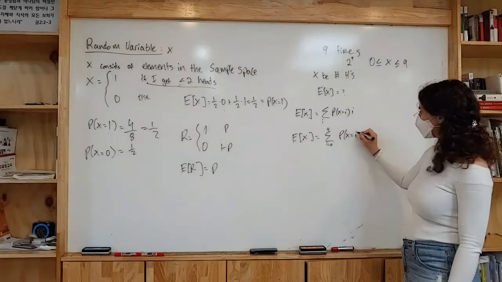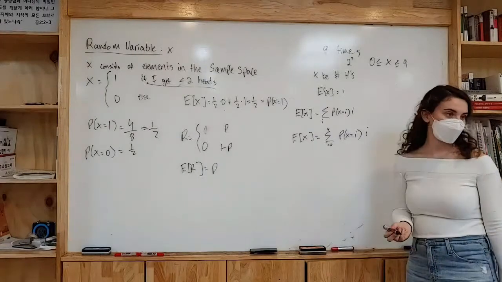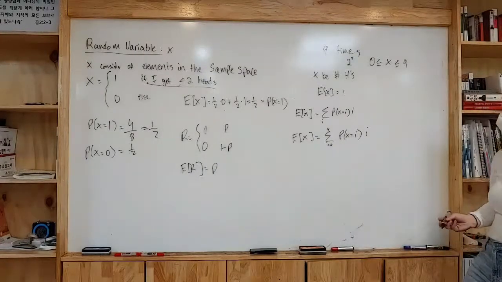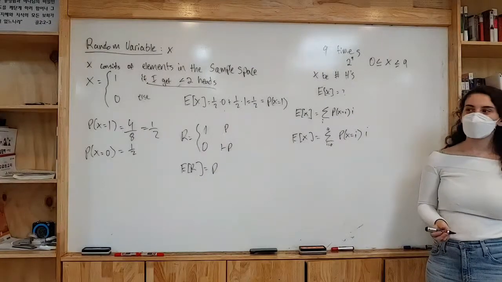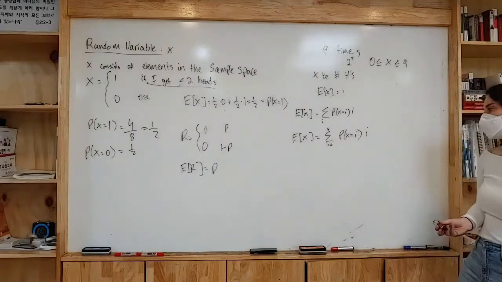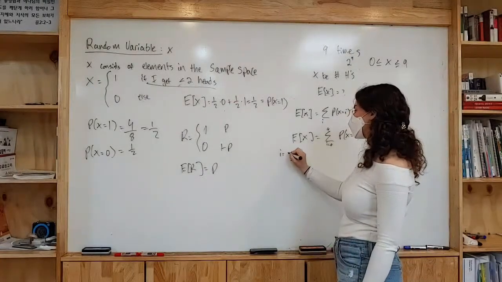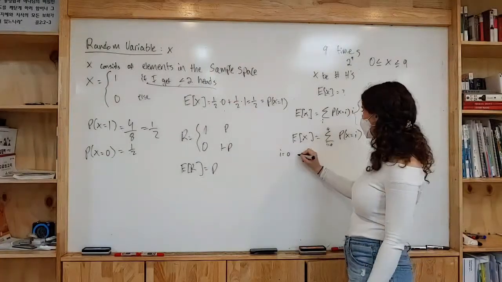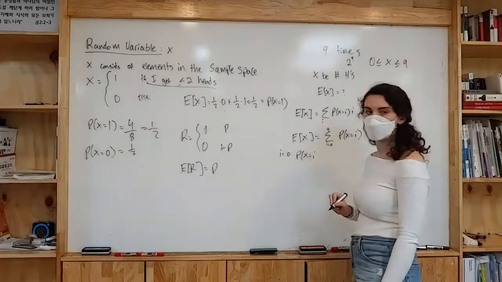P of x equals I, times I. Alright, now let's start working it out. It's going to take a little while. So, let's look at the case where I equals 0. What is P of x equals I?